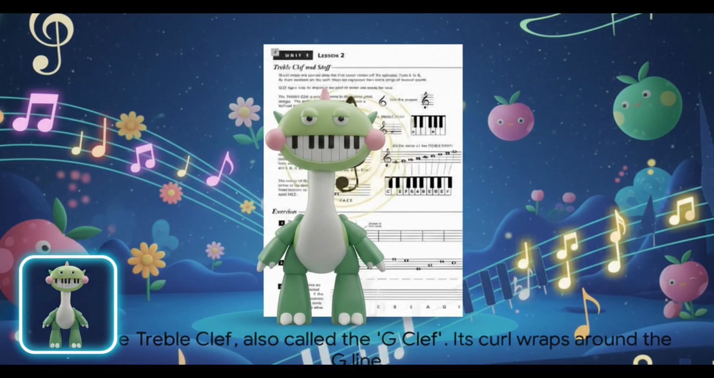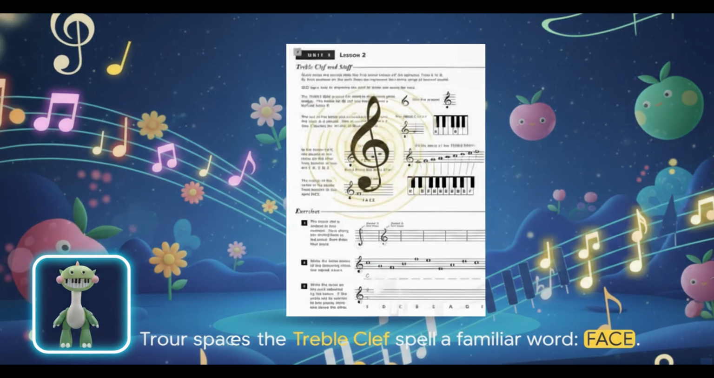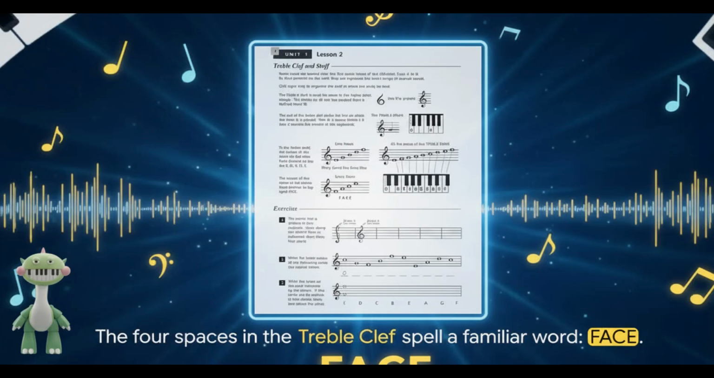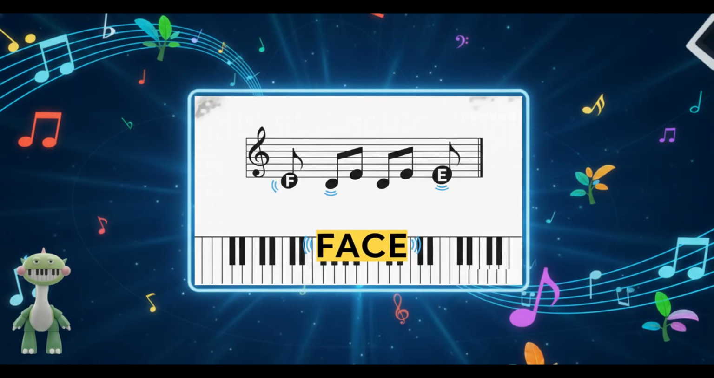Okay, so how do we figure out the rest? Well, there are 2 super simple tricks. Let's start with the 4 spaces. If you read from the bottom up, the notes in those spaces actually spell out a really familiar word. You got it, F-A-C-E. It spells face. So if you see a note sitting in a space, you just think face from the bottom up, and you'll know exactly what it is.